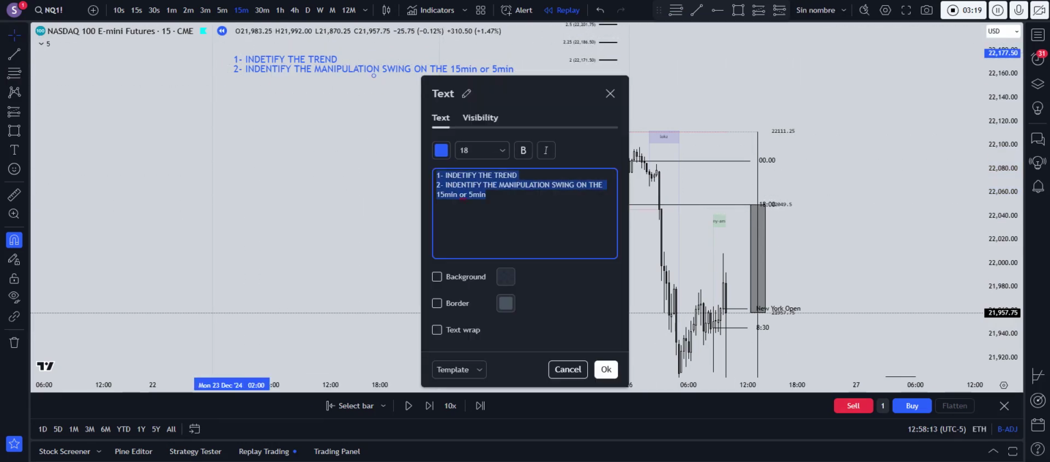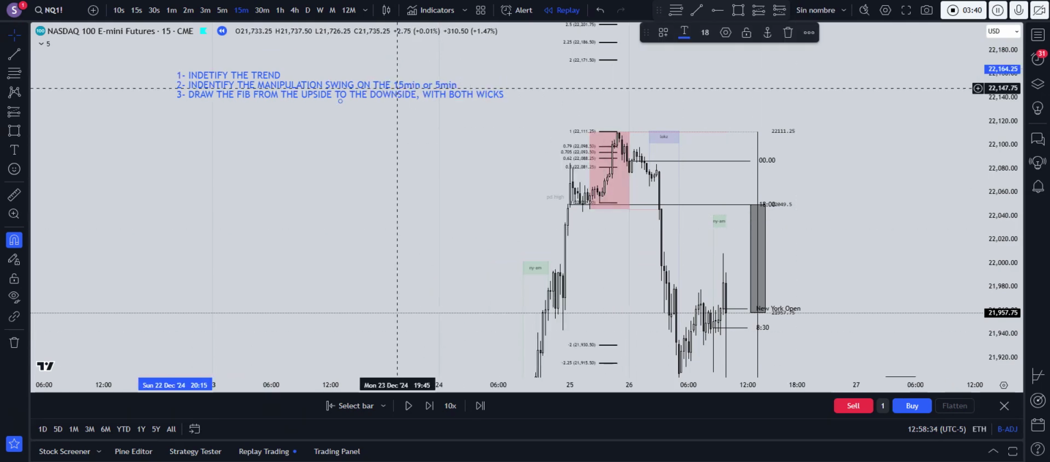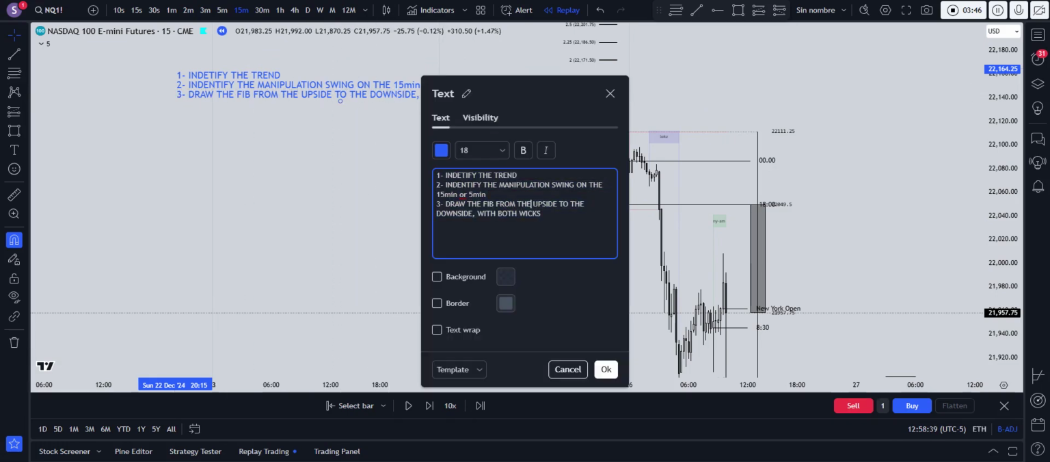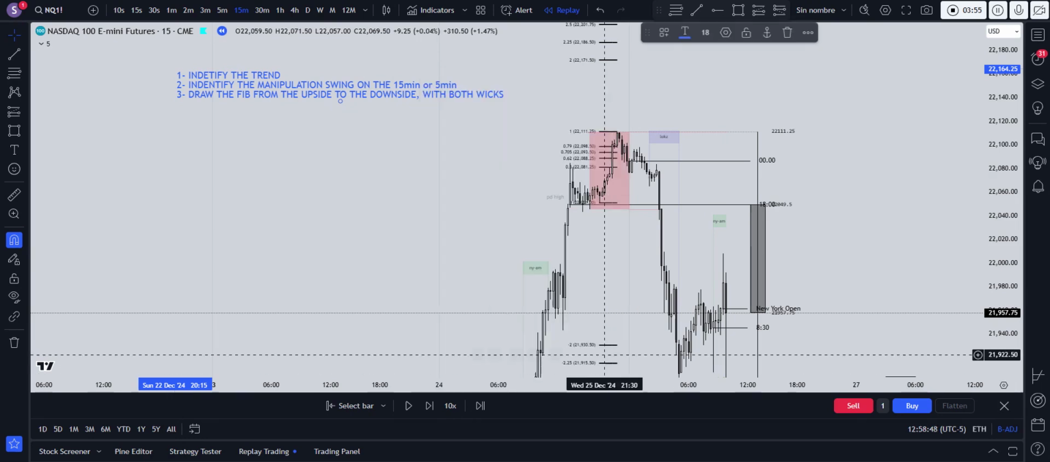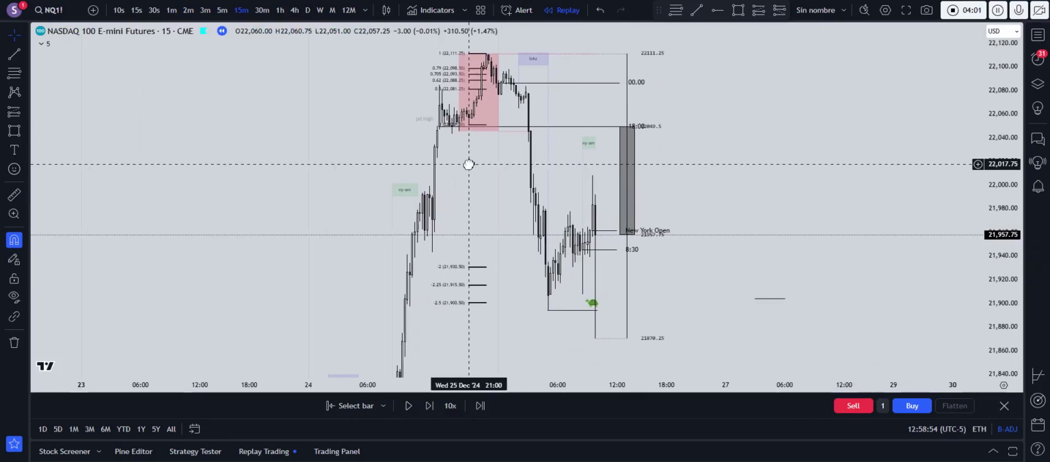Let me put it here, right? So here, draw the fib from the upside to the downside with both wicks. Okay, right here, you're gonna see both wicks, right? Draw the fib. Again, let me put this clear because some of you don't understand it yet. It's from the upside to the downside. Upside to the downside, okay? Upside to downside, not downside to upside. Upside to downside with both wicks.